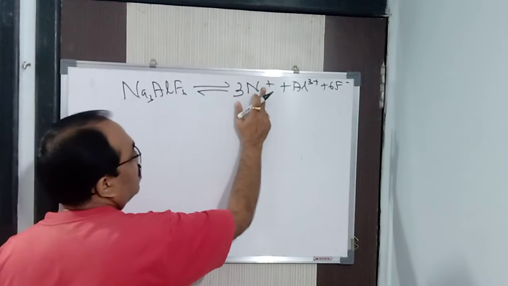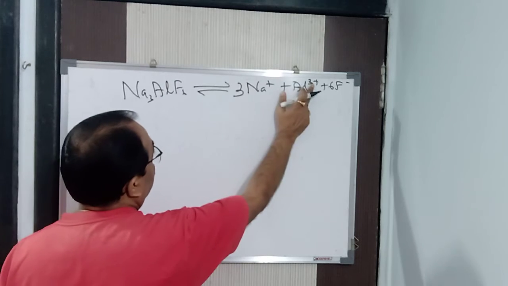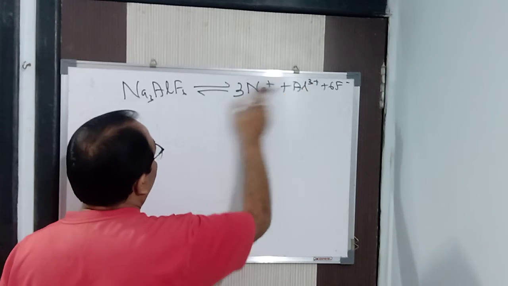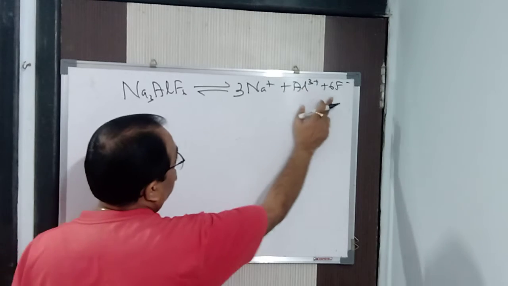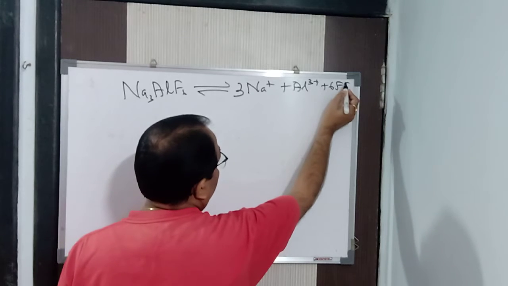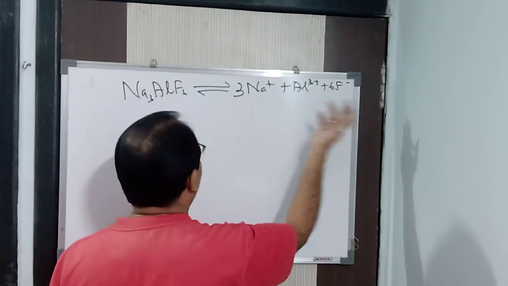3Na. So, what is the charge of sodium? Plus. Al, how many? 1. What is the charge of aluminium? 3 plus. Total positive charge is 3 and this is 3. Here how many fluoride? 6 fluoride. So 6F-. What is the negative charge here? Minus 6. What is the total positive charge here? Plus 6. Plus 6 minus 6 cancel. 0. It is neutral.